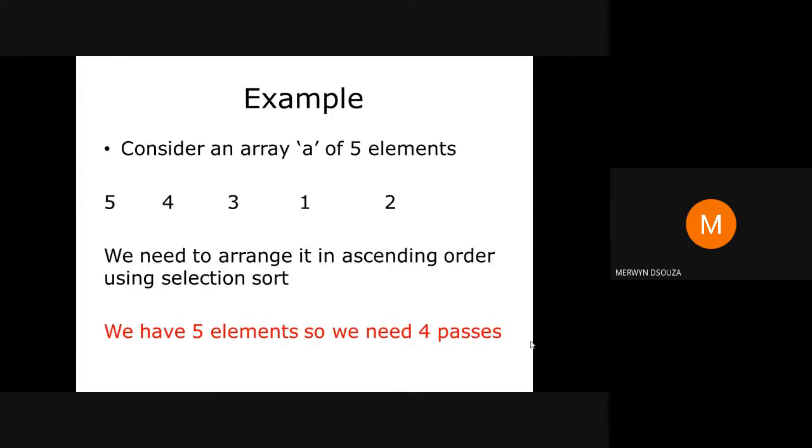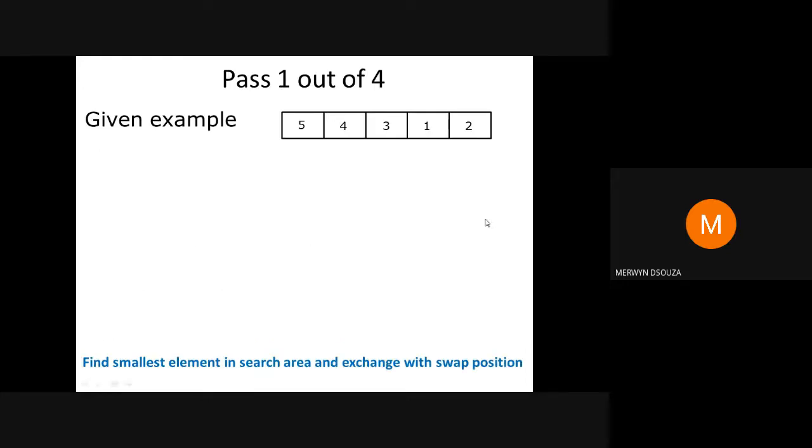So consider this array, say A having 5 elements: 5, 4, 3, 1 and 2, and let's say we want to sort it in ascending order using selection sort. Just like your insertion sort, if you are having n elements, the sorting will be done in n-1 iterations or n-1 passes. Okay, so let's start. Suppose this is your input. To do sorting, we will be finding something known as a search area. This is just done by me for you to understand.